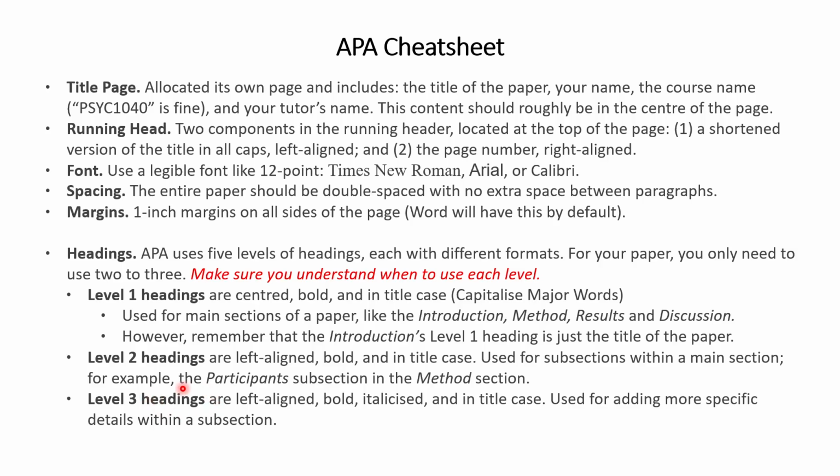Now, finally, level 3 headings are left aligned, bold, and italicized, as well as in title case. So these are used for adding more specific details within a subsection. I doubt that you need to use level 3 subheadings. You can if you want to. You're not going to get marked down for it. But I guess for simplicity's sake, just stick to the level 1 and level 2 headings.